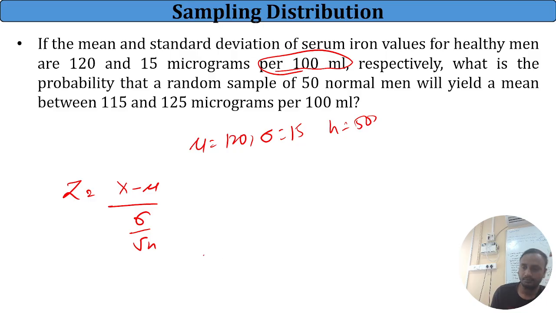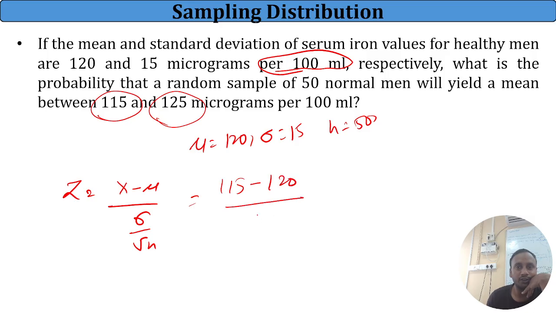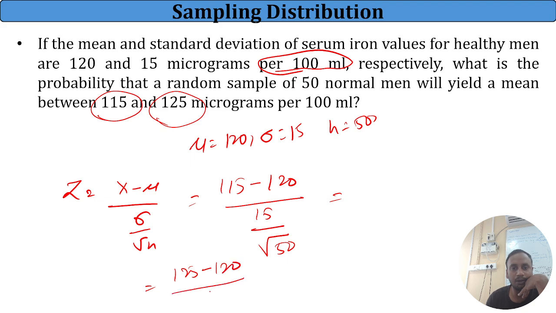So first one we have 115, then second one we have 125. First we'll go with the first one. 115 minus 120, sigma we have 15, root 50. That will give one value. Second we get 125 minus 120 upon 15 by root 50. Can anyone tell what is the value actually?